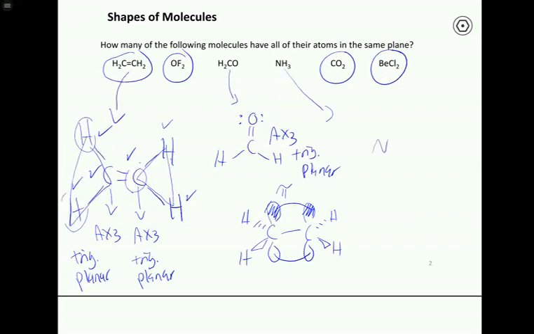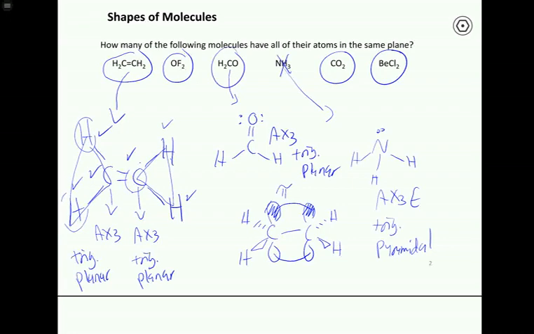This one is AX3E, which is going to be a trigonal pyramidal geometry. And so that is going to be non-planar. So in this case, the 3 hydrogen atoms do not sit in the same plane as the nitrogen. It's a pyramidal structure. So this one's not planar, but the rest of them are. So that's how we wanted to approach that problem.